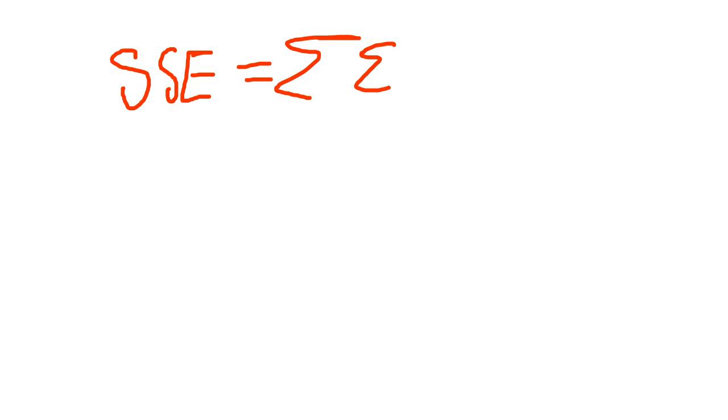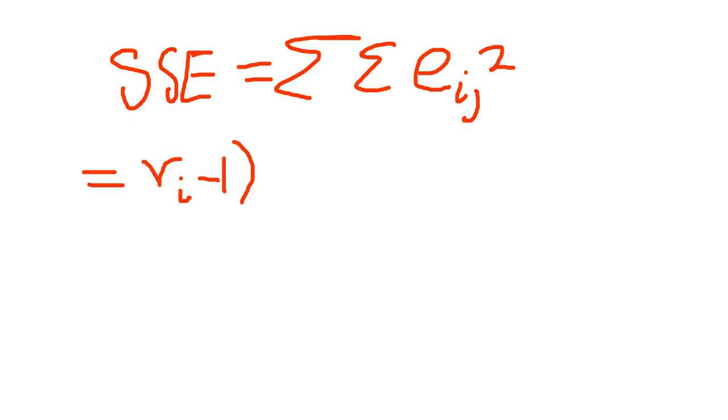Remember SSE from first semester, those who were with us in the first semester. SSE is given by the double summation of eij squared, isn't it? Do you agree, guys? Yes, sir. So this can also be written in this format: Ri, which is the replication, minus 1, multiplied by the sample variance of each treatment.